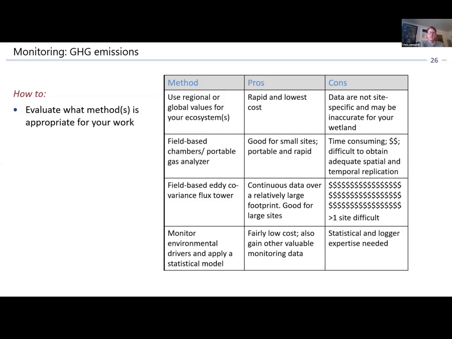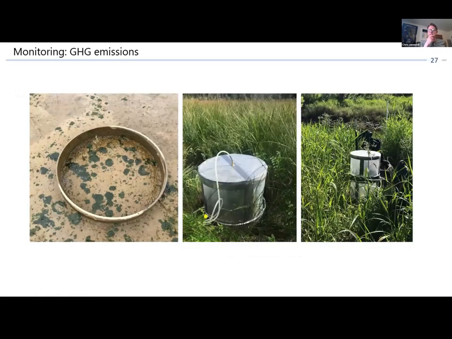You can use an eddy covariance flux tower. This is kind of the latest technology in gas flux measurements. You can get continuous data over relatively large footprints. If you have a large site, this can be great. It's really expensive though. The flux towers cost over $100,000 each. And finally, you can monitor environmental drivers and you can apply a statistical model that Laura talked about, which we've done in the Pacific Northwest. This is fairly low cost, but you do need that statistical expertise to apply the model correctly to your site.